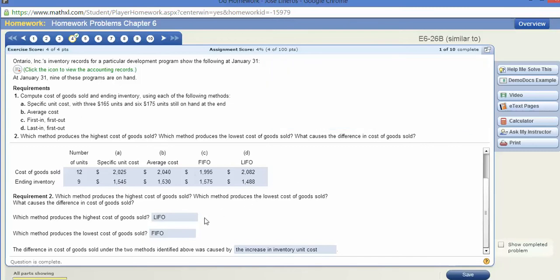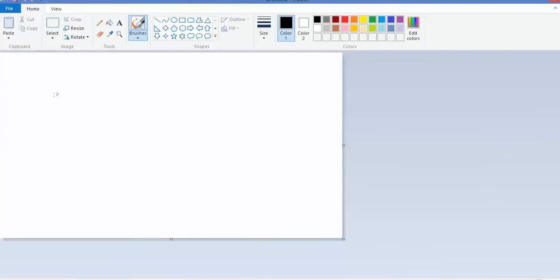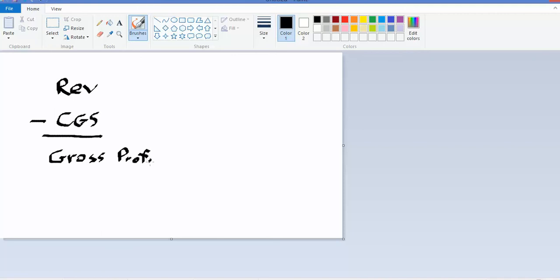I want to stress something again. What if I was to ask you which one of these methods will provide you the highest gross profit? Okay, this is where it's important, what we talked about in class. We've got revenue, sales revenue. We've got cost of goods sold. Okay, and this creates gross profit, sometimes called gross margin.